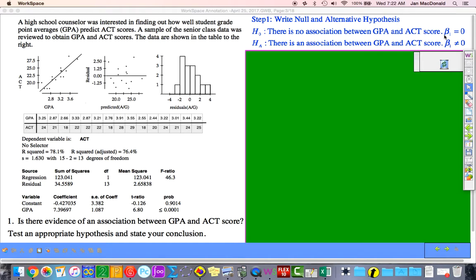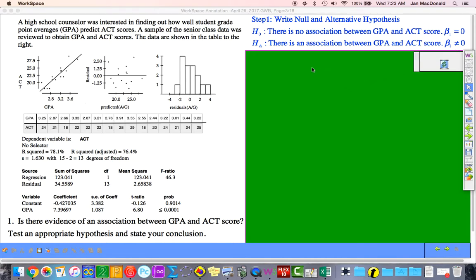And the parameter we use is beta, the capital Greek letter B. And again, this is the parameter for slope. If there was no association, the slope would be 0. And the alternative in this case, because they ask us, is there an association, would just be there is an association between GPA and ACT score. That would be the parameter is not equal to 0. So we know this is a two-tailed test.